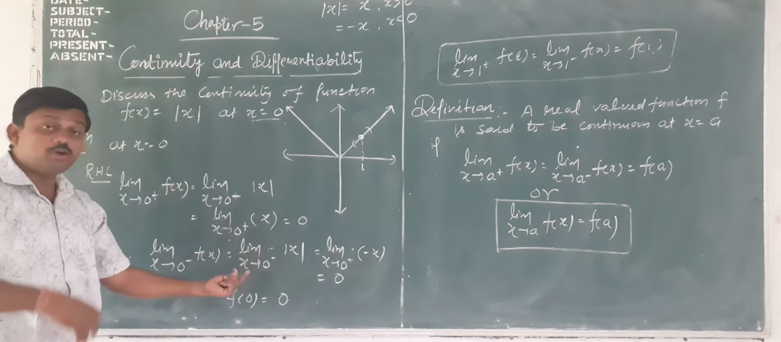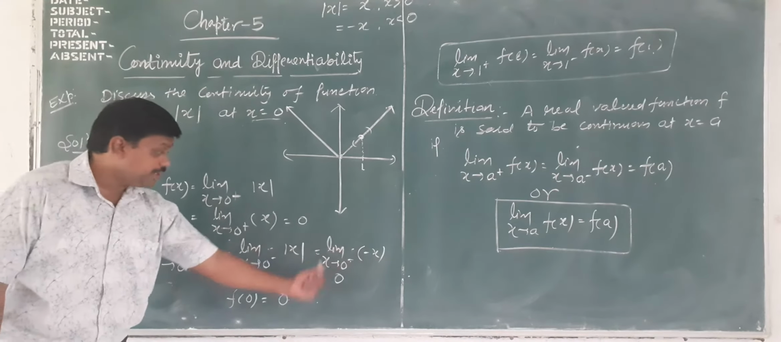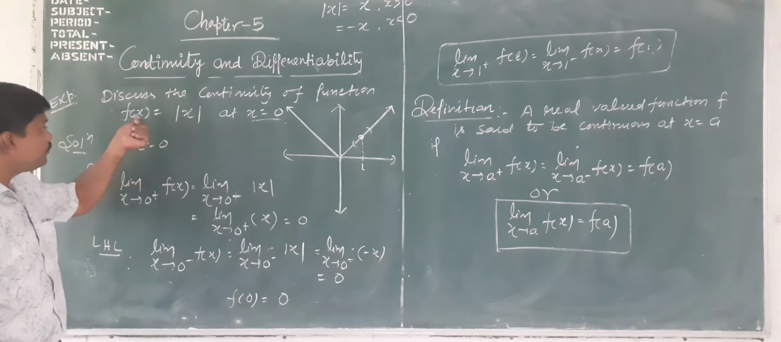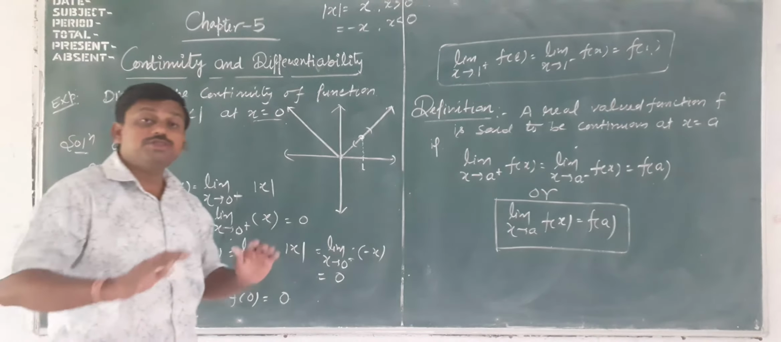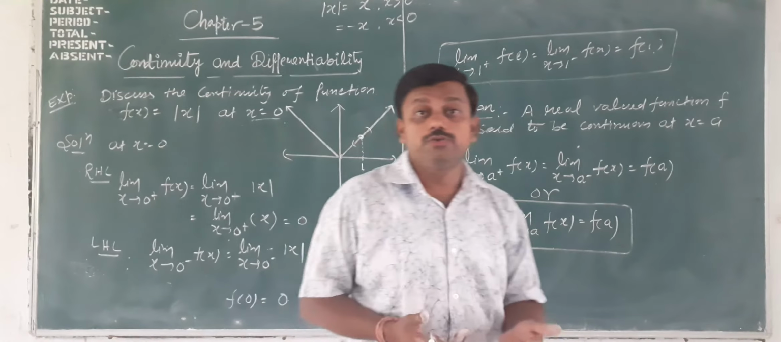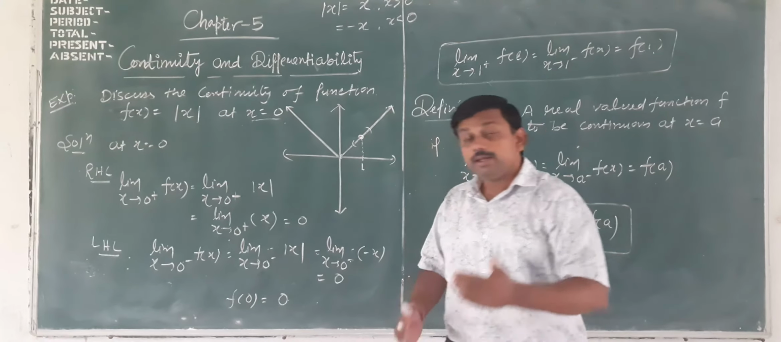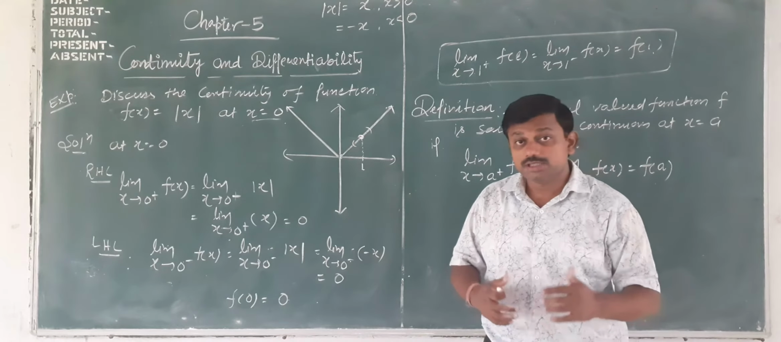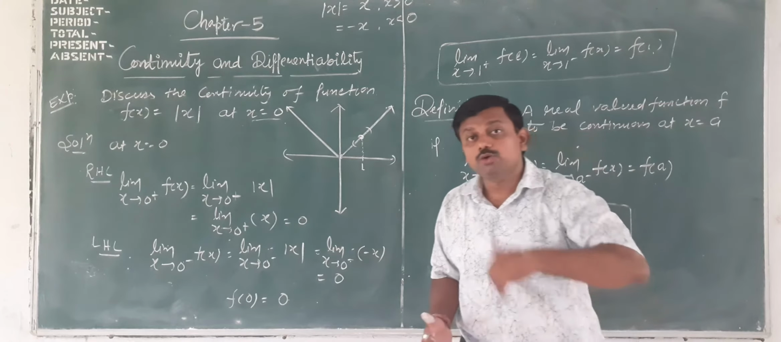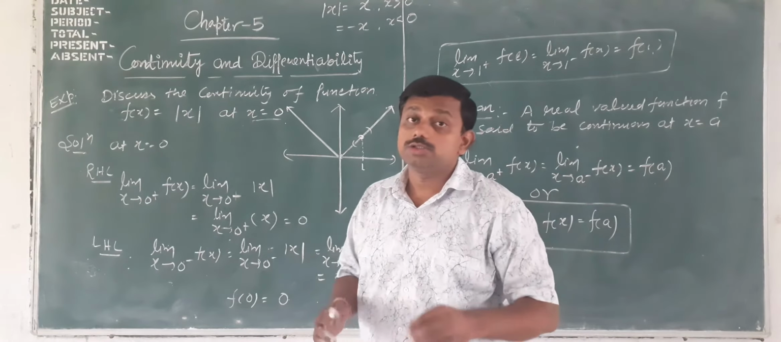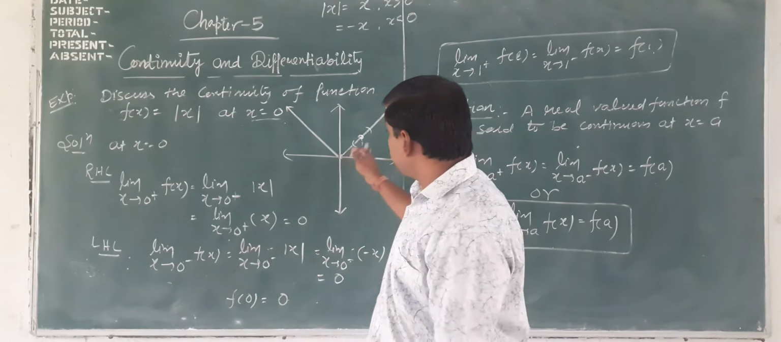1 minus means also 1, that is 1, and the value of function f(1) is also 1. So in that case, at x equal to 1, the left hand limit, the right hand limit, and the value of function are all 1. So this function is also continuous at x equal to 1.